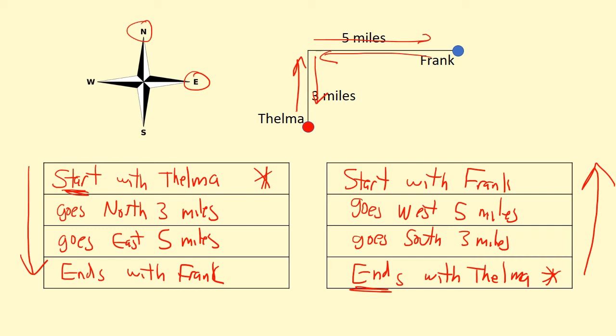And then on the trip home, she goes south 3 miles, but on the trip there, she went north 3 miles. So again, opposites. On the trip home, she went west. On the trip there, she went east. On the trip home, she started with Frank. On the trip there, she ended with Frank. So clearly, not only is the order of the list reversed, but each one of the steps is the opposite. So we have to do two things to undo a list like this. So let's see how this helps us with our equation.